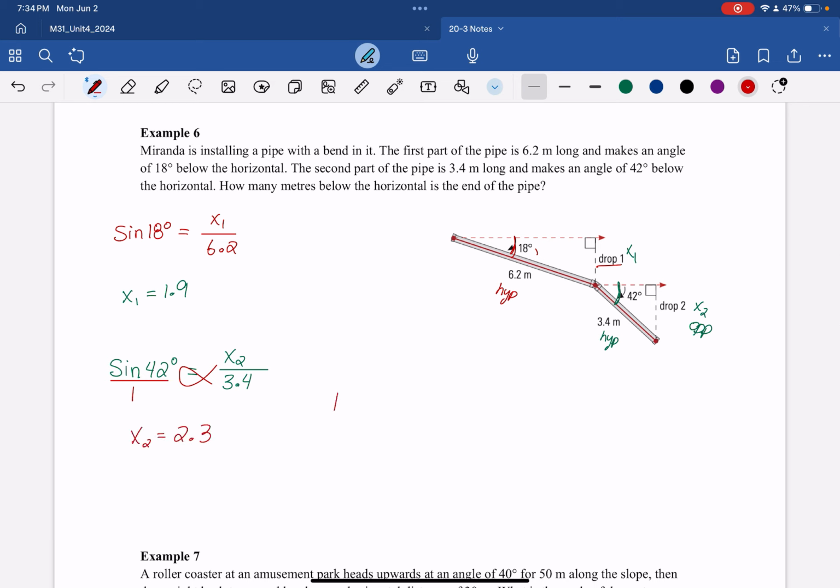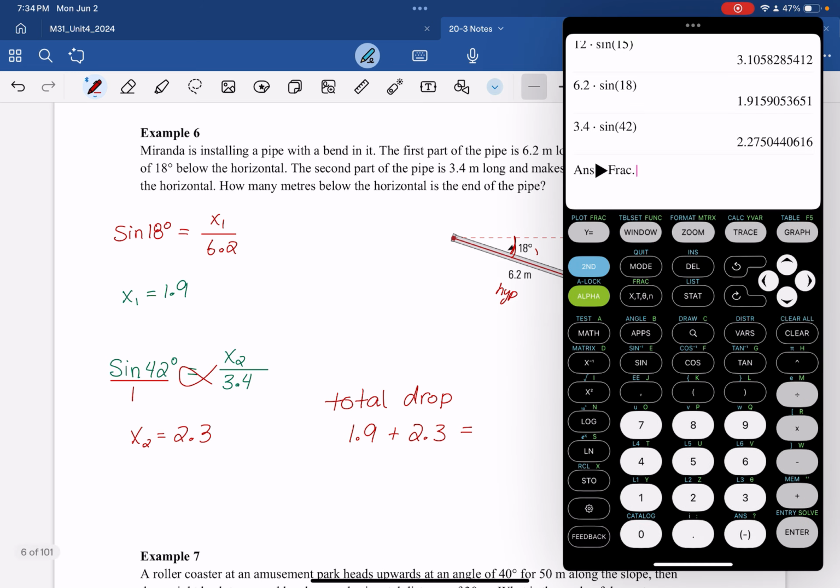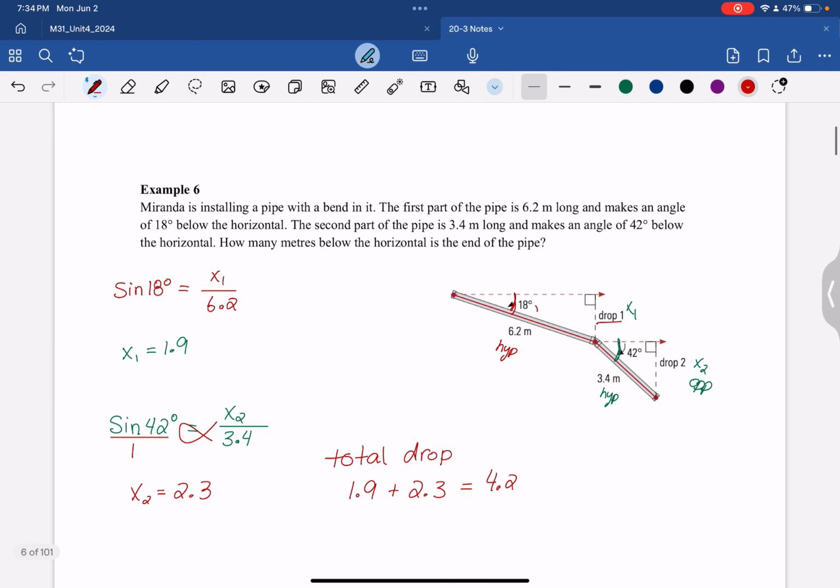So if I want my total drop, I'm going to take 1.9 plus 2.3, and I should end up with, I think, 4.2. Okay, so my total drop is 4.2 meters.